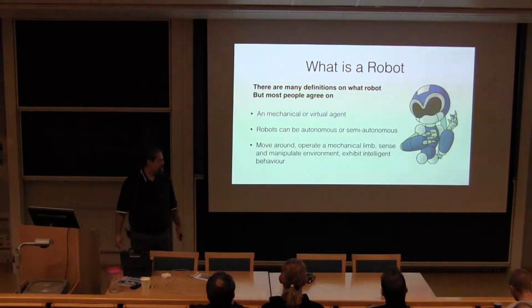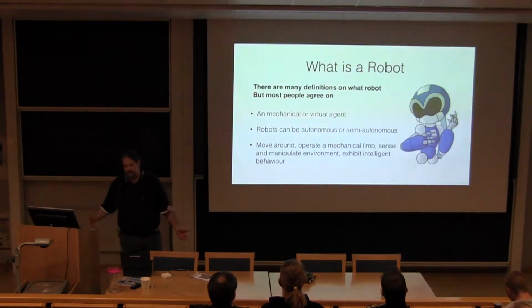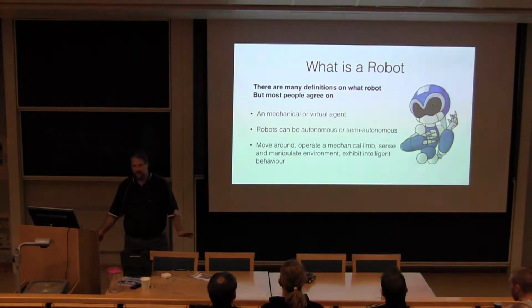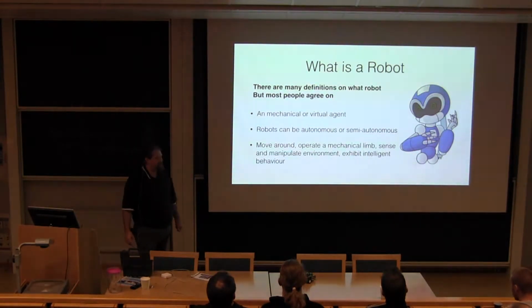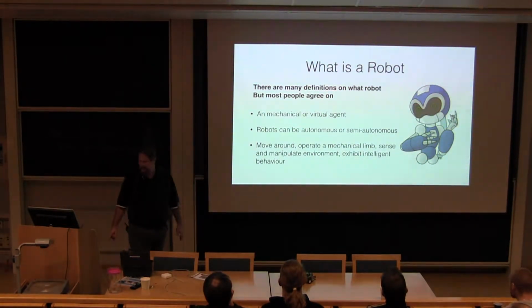And they can be autonomous or semi-autonomous. Autonomous, they are doing all the decisions themselves. Semi-autonomous, you are telling them go there and do that, something like that. And they can move around, operate mechanical limbs, sense, manipulate something in the environment, mostly. It's a little harder for the virtual thing, what is environment. But that's the basic idea.